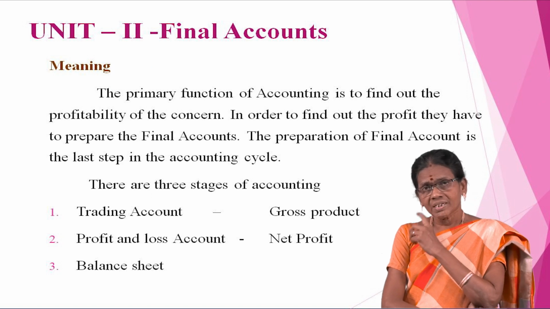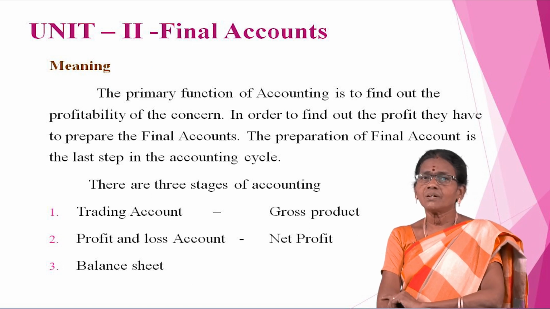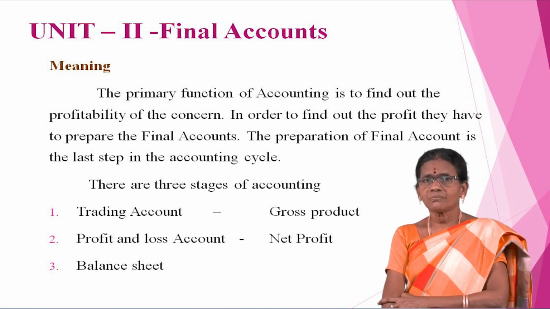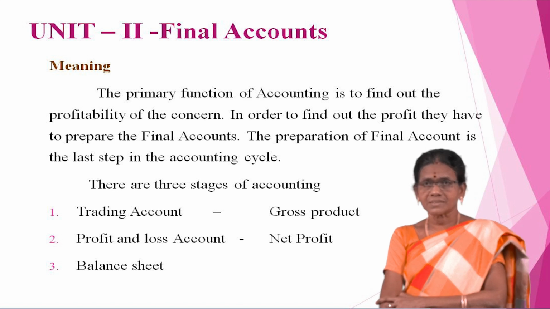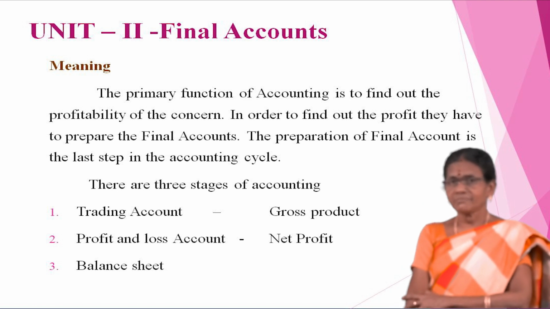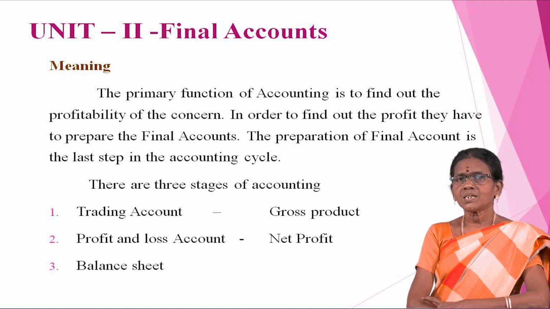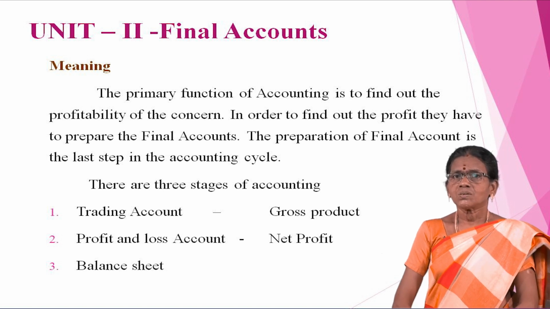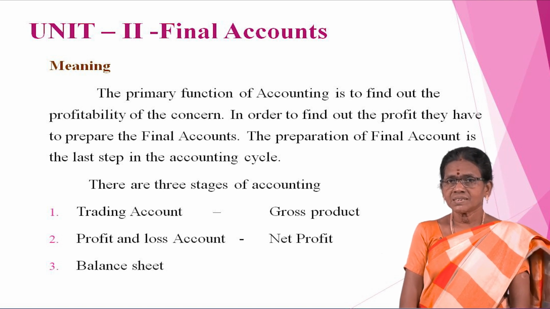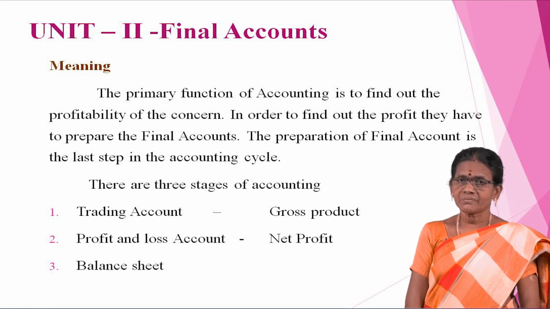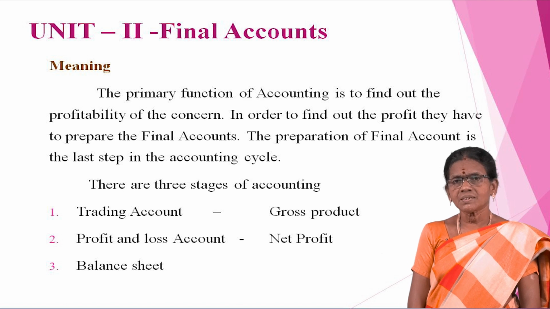Then now we can pass on to unit 2, which is on final accounts. The primary function of accounting is to find out the profitability of the concern. In order to find out the profit, they have to prepare the final accounts. The preparation of final accounts is the last step in the accounting cycle. So there are 3 stages. First one, the trading account. Second one, the profit and loss account. And third stage is the balance sheet.